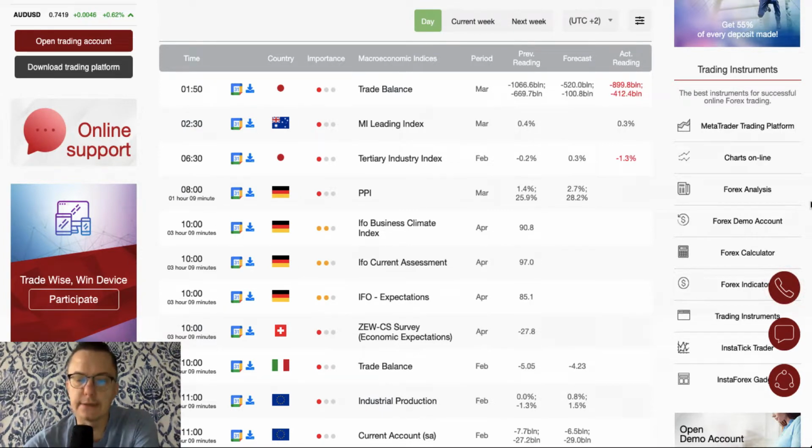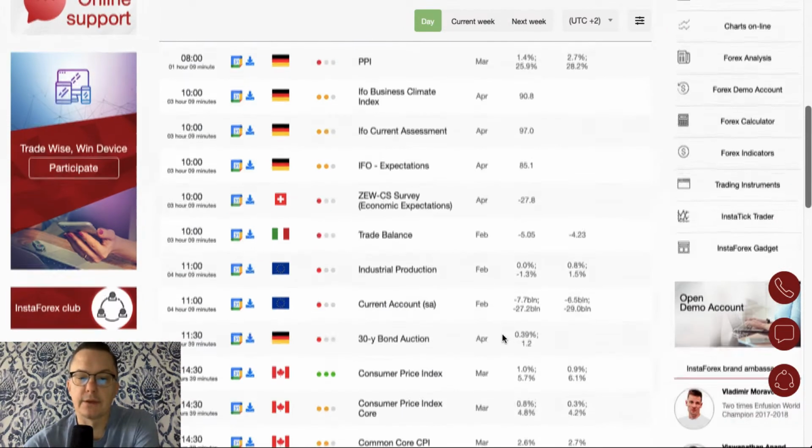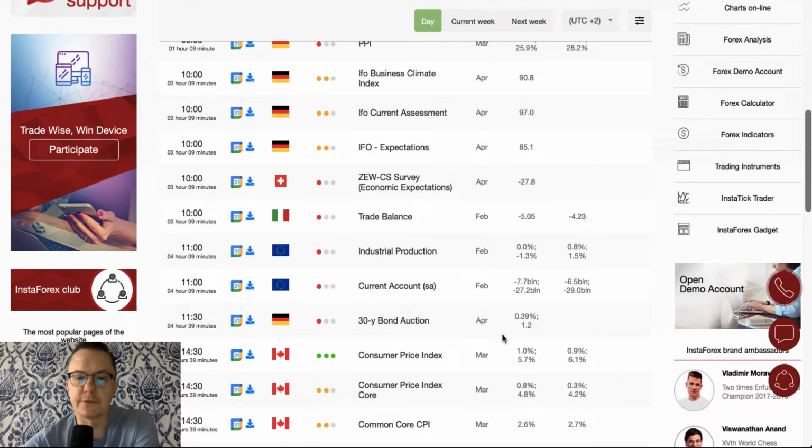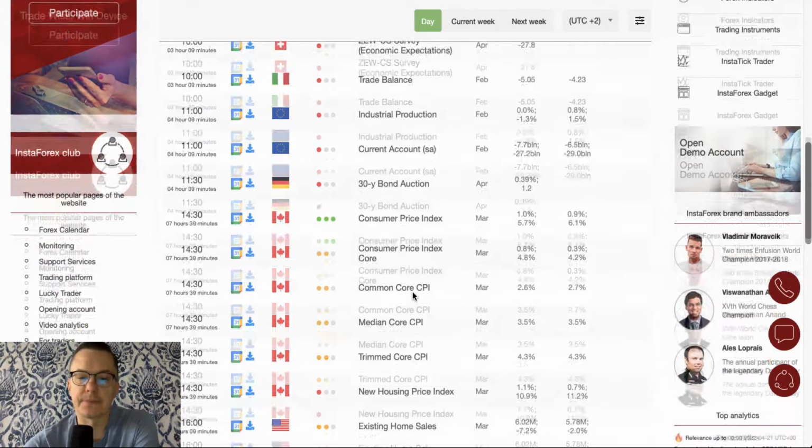The key data from Germany in the form of the IFO business climate, current assessment and expectations will be mostly tradable together with the PPI index. All of this data is scheduled for release at 10 o'clock. We got more data from the European Union as well. Industrial production and the current account are scheduled for release at 11 a.m.